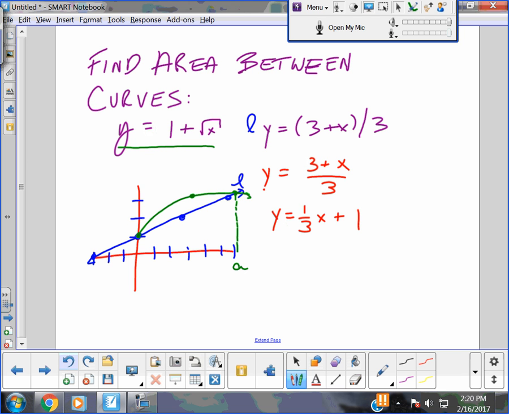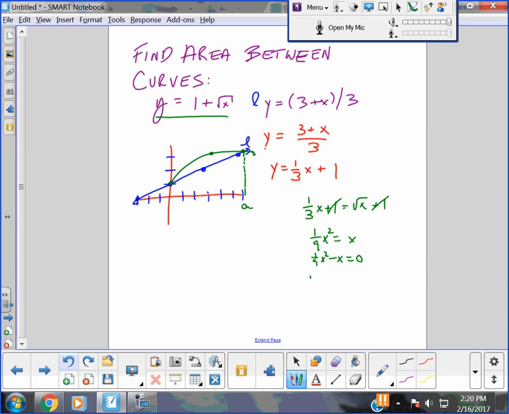If you weren't sure, you would actually set this up, right? And then I would square both sides right away. 1/9 x squared equals x. 1/9 x squared minus x equals 0. So you can factor out 1/9 x. So the two answers are 0 and 9. Alright, that's why I factor out 1/9 x, so that I can get that other integer. So we know A is equal to 9.